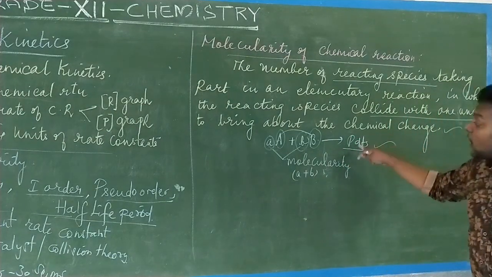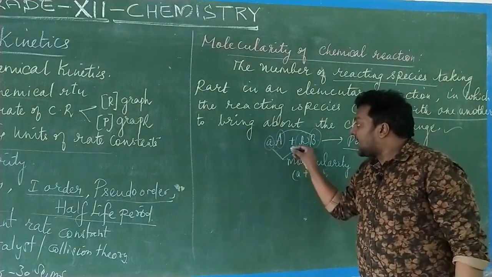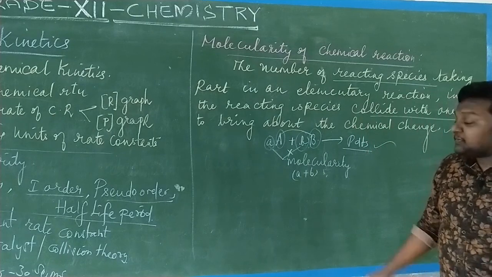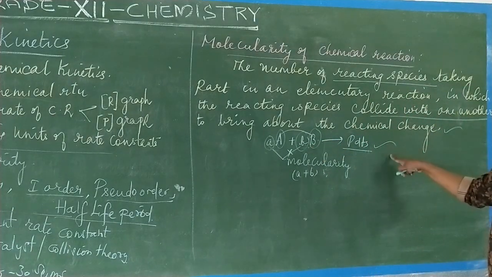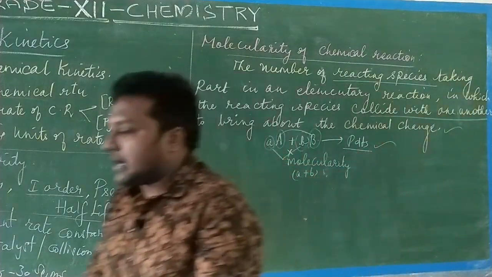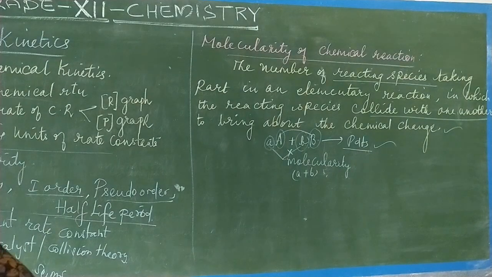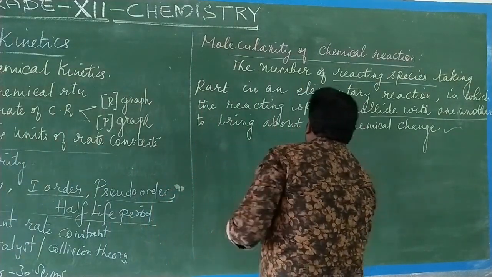For the product to be formed, the reacting species have to collide with one another in a chemical reaction, or to bring about the chemical change. Then we are calling it the molecularity of a chemical reaction. We are calling it what? Molecularity of a chemical reaction. Now we'll get into the example, so then you can understand better.